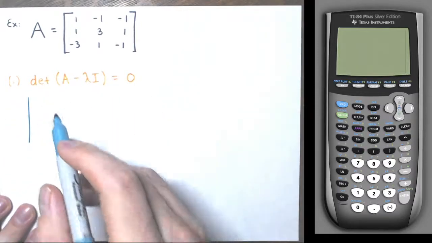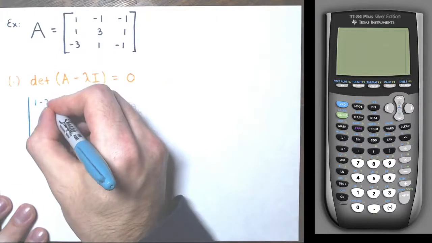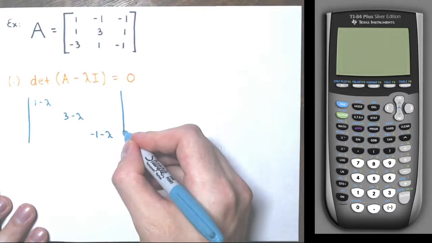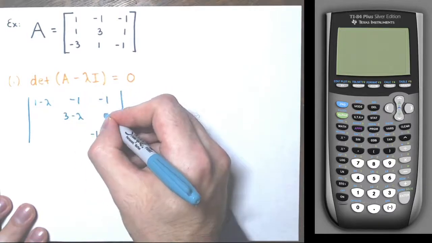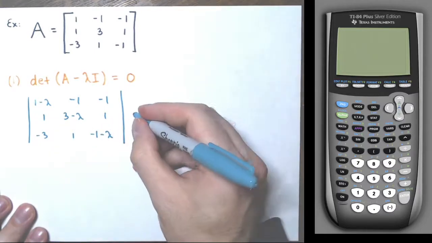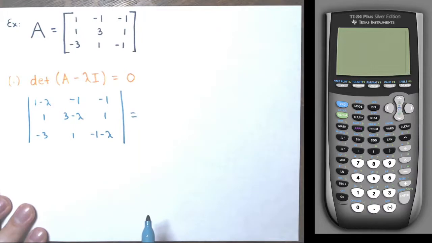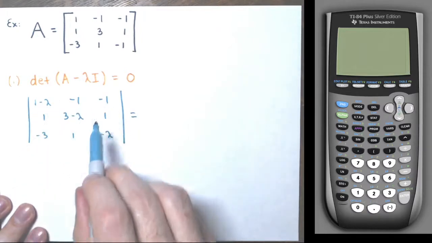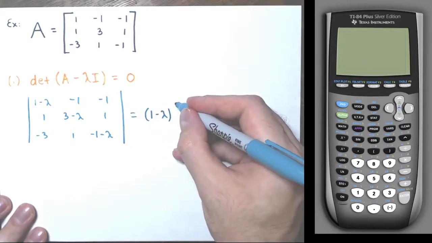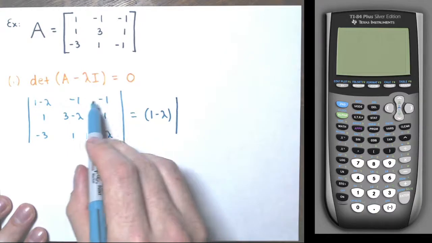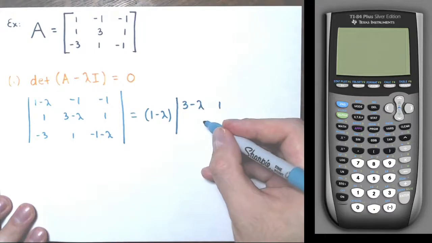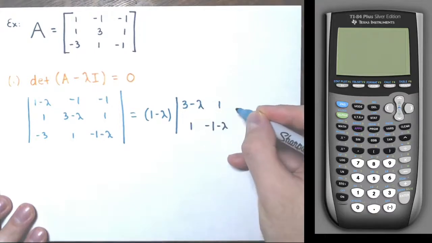So the determinant of, I got 1 minus lambda, 3 minus lambda, and negative 1 minus lambda down the main diagonal. And then negative 1, 1 over here, and 1, negative 3, 1 over here. All right, this time I'll do some cofactor expansion, going down the first row. So we get 1 minus lambda multiplied by the minor, getting rid of that row and column, the 2 by 2 matrix left over: 3 minus lambda, 1, 1, negative 1 minus lambda.